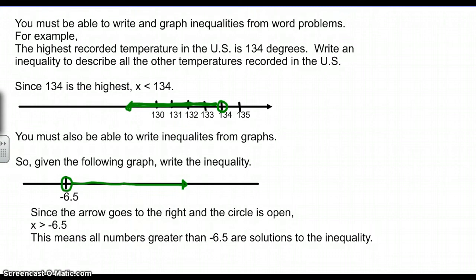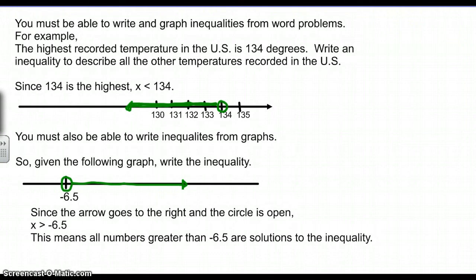So you would find 134 on the number line, and you would put an open circle there because it's not included in the data set. X has to be less than 134, so you would draw your arrow to the left. You also have to be able to write inequalities from graphs.